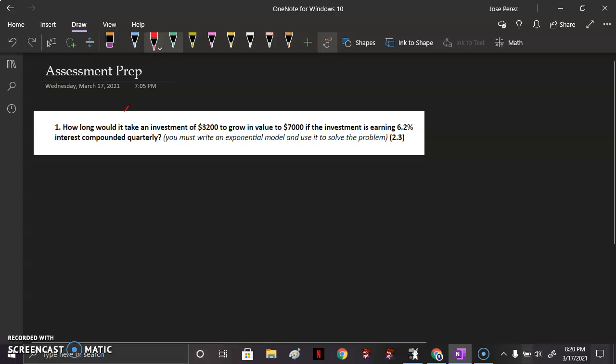And some hints it gives us, it's earning 6.2% interest compounded quarterly. So there will be 4 quarters. And the 6.2%, if we move it to decimal form, it'll be 0.062. So I think with this information we should get started.